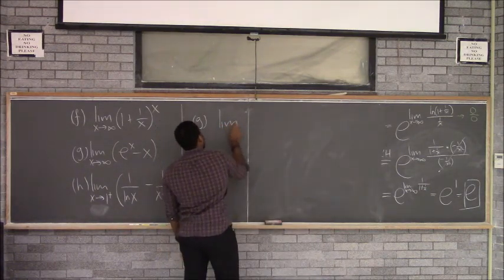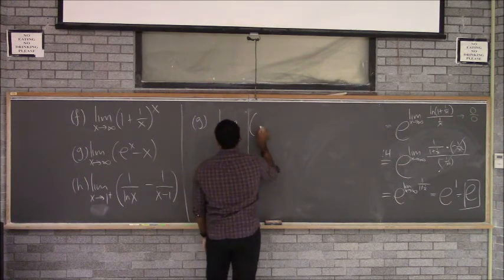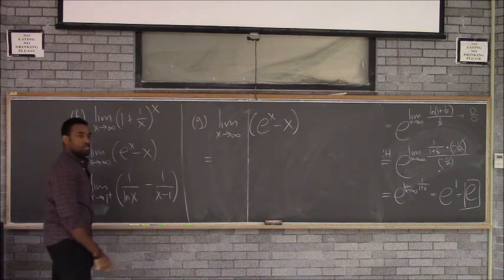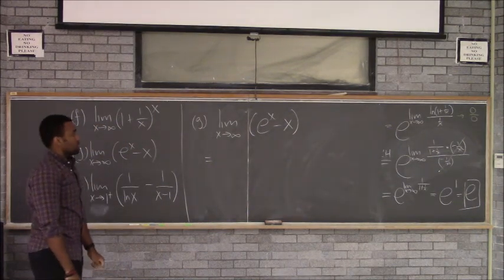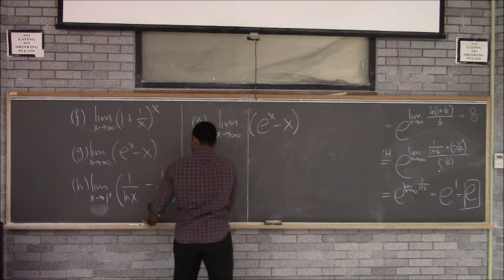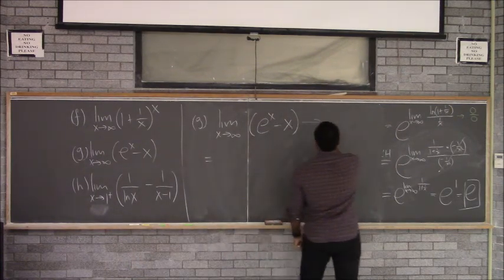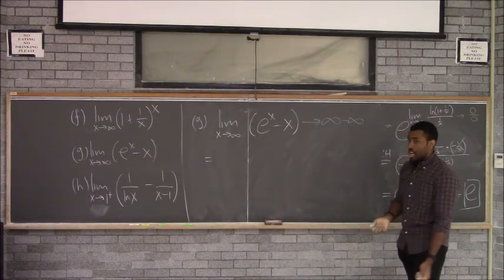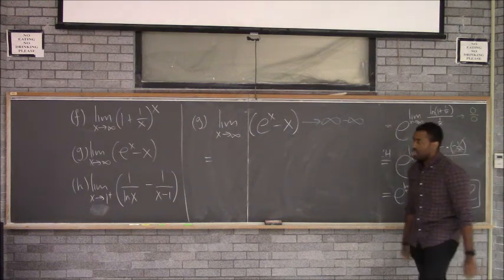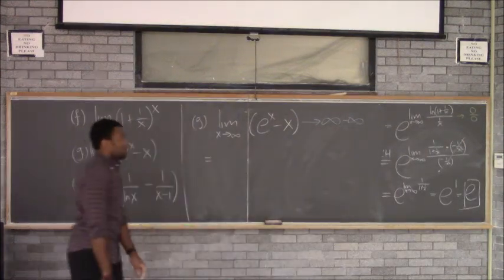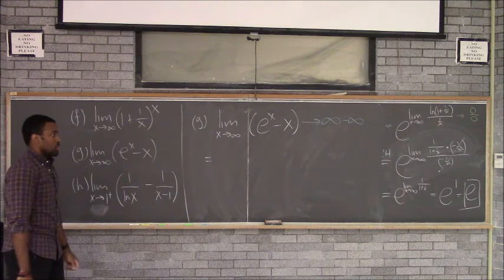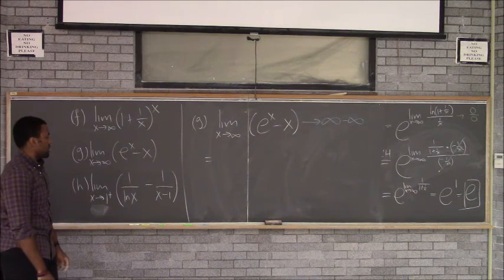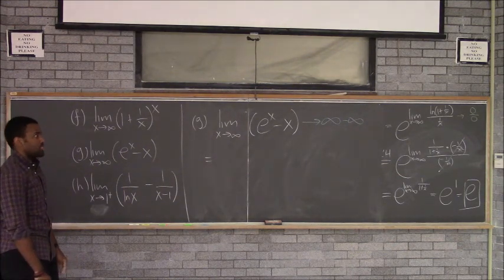How do you do this? Can you plug in directly? If I plugged in directly, what would this look like? Infinity minus infinity. What's that? That's indeterminate. It is not zero because there are different sizes to infinity, or different rates in this case, I would say. So one of these infinities is actually bigger than the other, or you can say one of those infinities will actually approach infinity faster than the other.